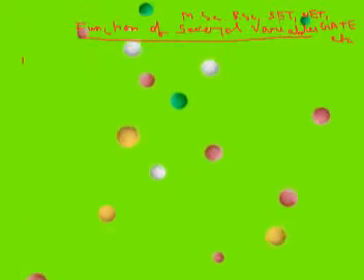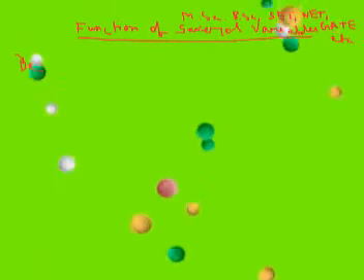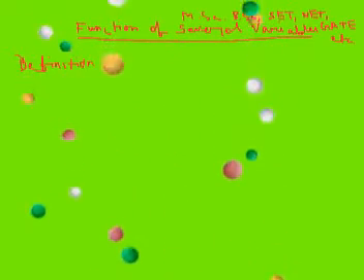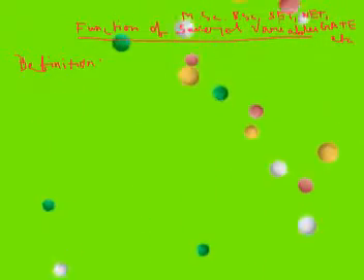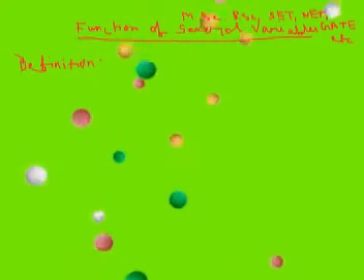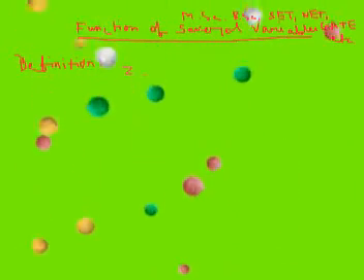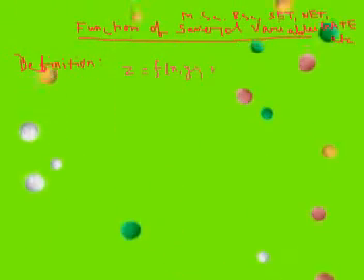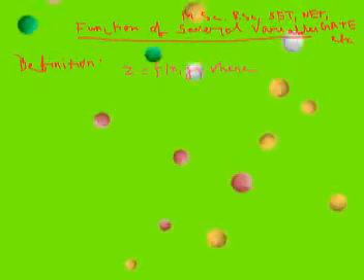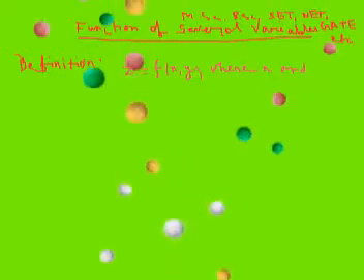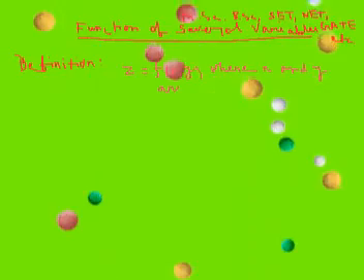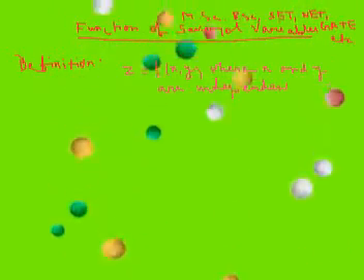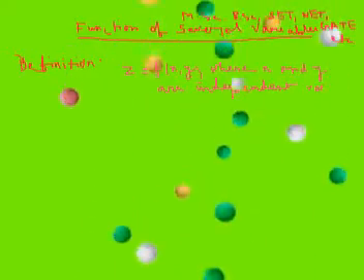First, I introduce the definition. We say that z is a function of two independent variables x and y, where x and y are independent variables.